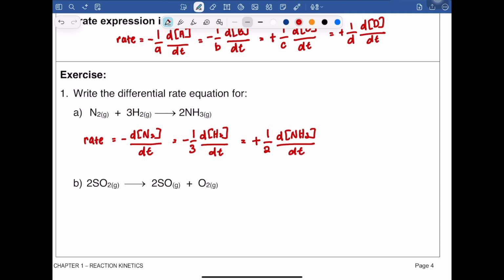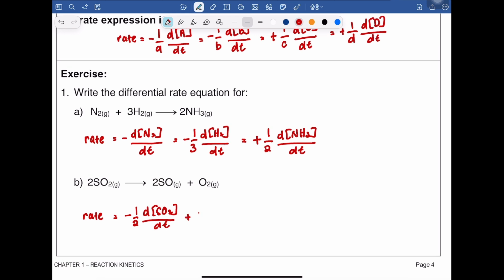Okay, so this is it. And the next one, rate equals negative 1 over 2 d[SO2] over dt, and then equivalent to plus 1 over, d[O2] over dt. Okay, so there it is.